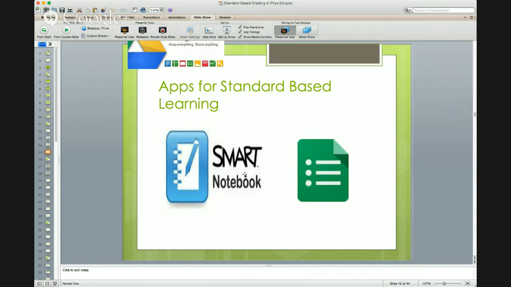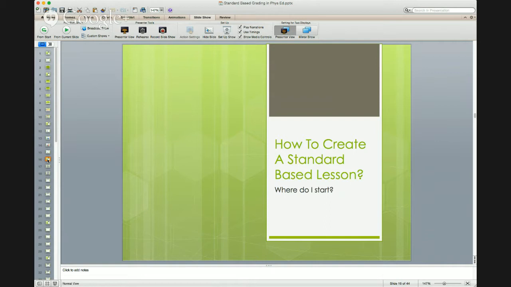So these are very simple apps. I know there's a lot of different apps out there, and tons of apps invented every day, but these are just some simple ones to get you started with standard-based learning apps in physical education, which is very important. So from our apps, now we're going to create our lesson.